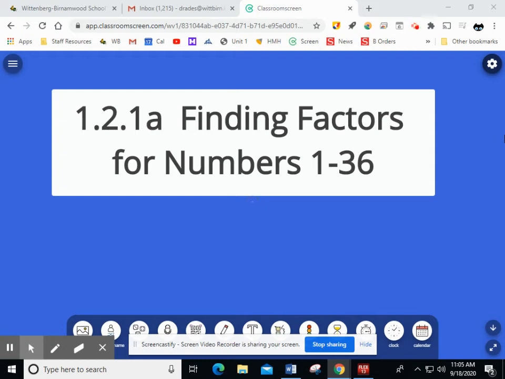Okay, hello everyone. We are starting a new module. We are continuing to work with multiplication. And to be better at multiplication, we need to find factors. So our lesson for the next 2 days will be focusing on finding the factors for numbers 1 through 36.